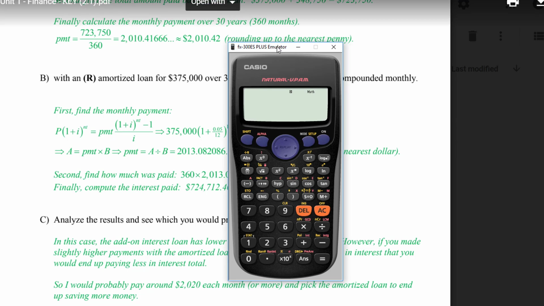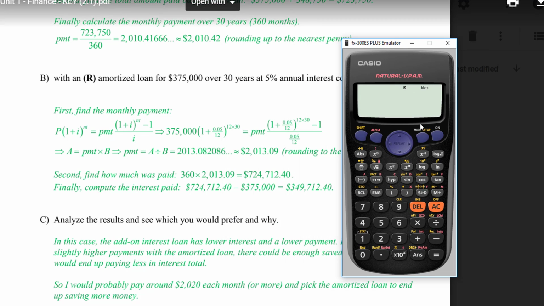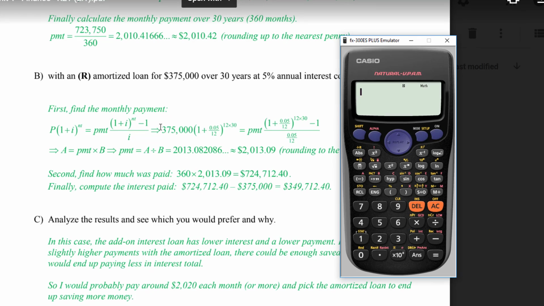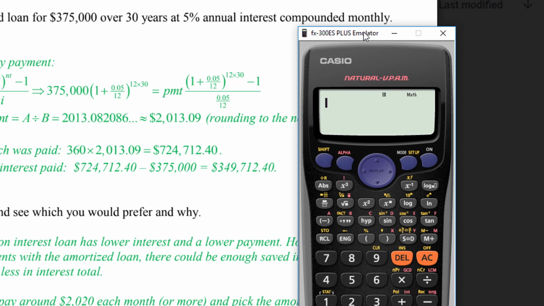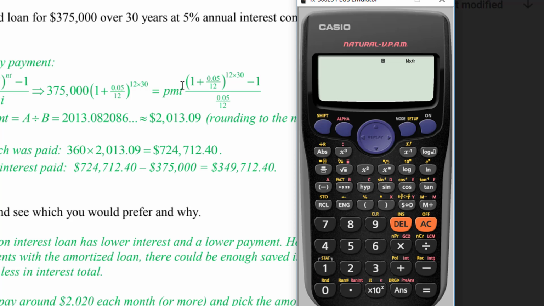I'll pull up a calculator. And you can use a calculator that you have at home if you want. But notice $375,000, 30 years, and 5% annual interest. It is compounded monthly, which means I'll be making monthly payments. And the way I'd type it in is 375,000 times 1 plus, here comes my 5%, divided by 12, because I'm doing it monthly. Then I raise this to the 12 times 30.